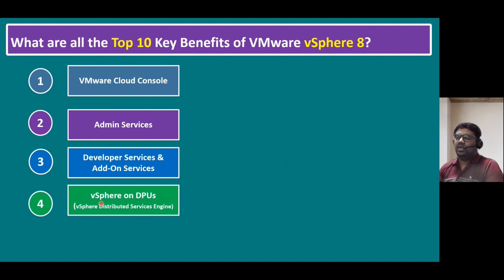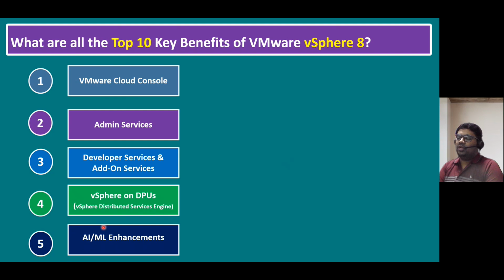And the fourth benefit is vSphere on DPUs. So vSphere on DPUs, as I mentioned, has another name, vSphere Distributed Services Engine, because DPUs are providing services not only for the compute, virtual infrastructure, so virtual machines, but also network services and security services, including datastore service. All these layers it is providing support for. That's the reason they call it Distributed Services Engine, DSE.